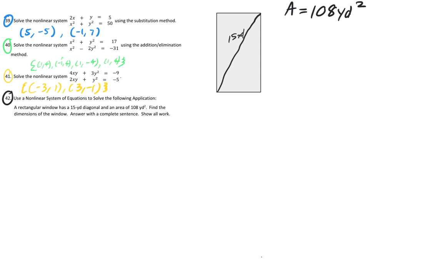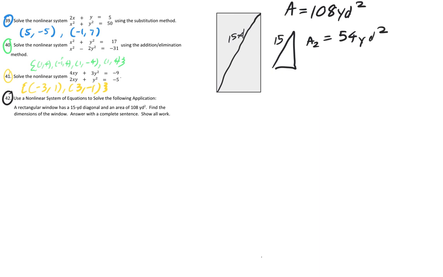So one thing we can do is we know that the area, we can break this into two triangles, right? So we'll have a triangle with a 15-yard diagonal. Knowing that, we know that the area is also cut in half now too. So this new area, the area of the triangle, is going to be equal to 54 yards squared.